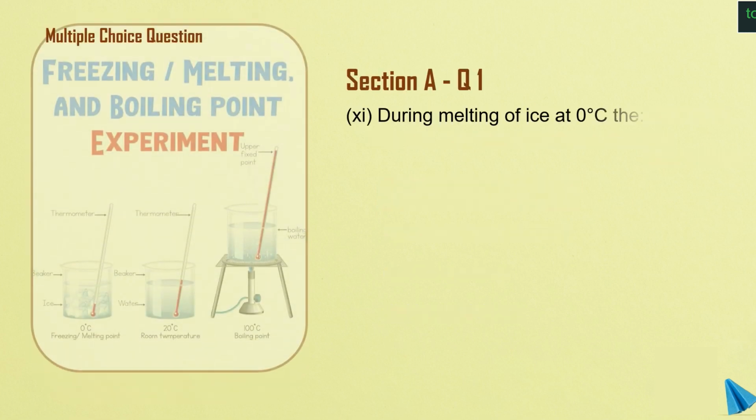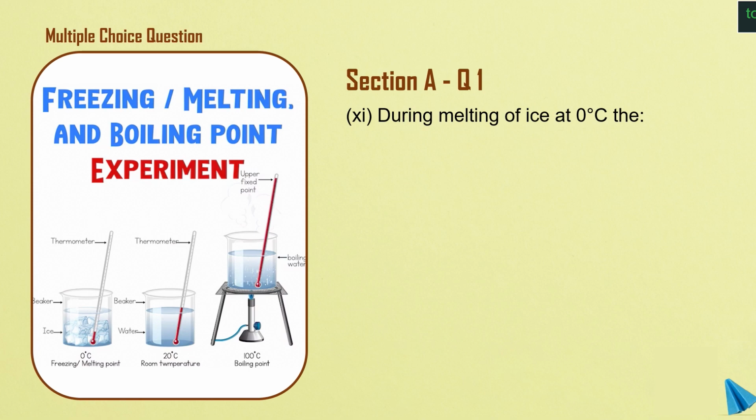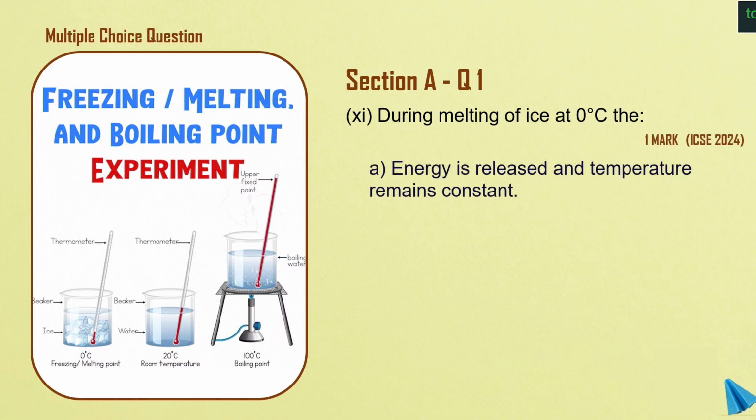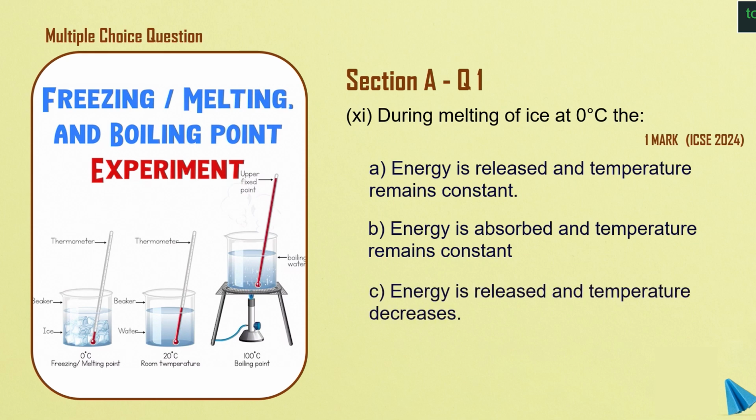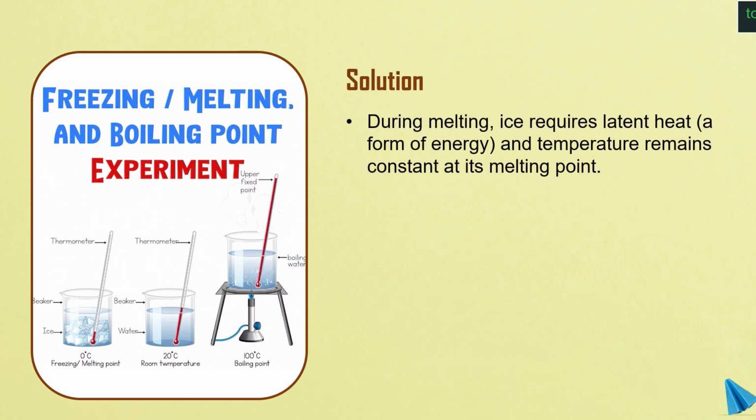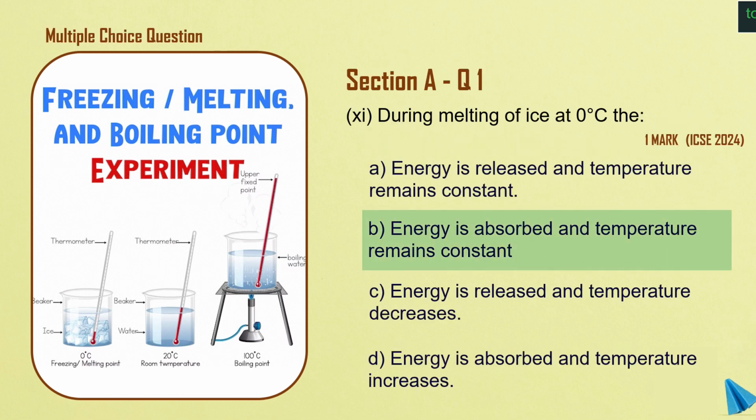Let's have a look at the new question. It says, during melting of ice at 0 degrees Celsius, the energy is released and temperature remains constant, or energy is absorbed and temperature remains constant, or energy is released and temperature decreases, or energy is absorbed and temperature increases. So here during melting, ice requires latent heat, that is a form of energy, and temperature remains constant at its melting point. So temperature is constant and energy is absorbed.